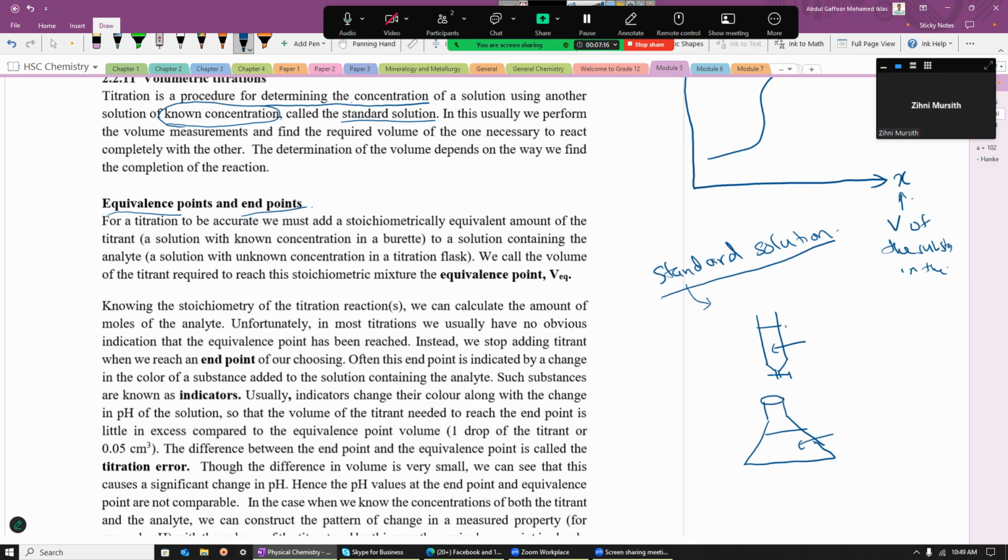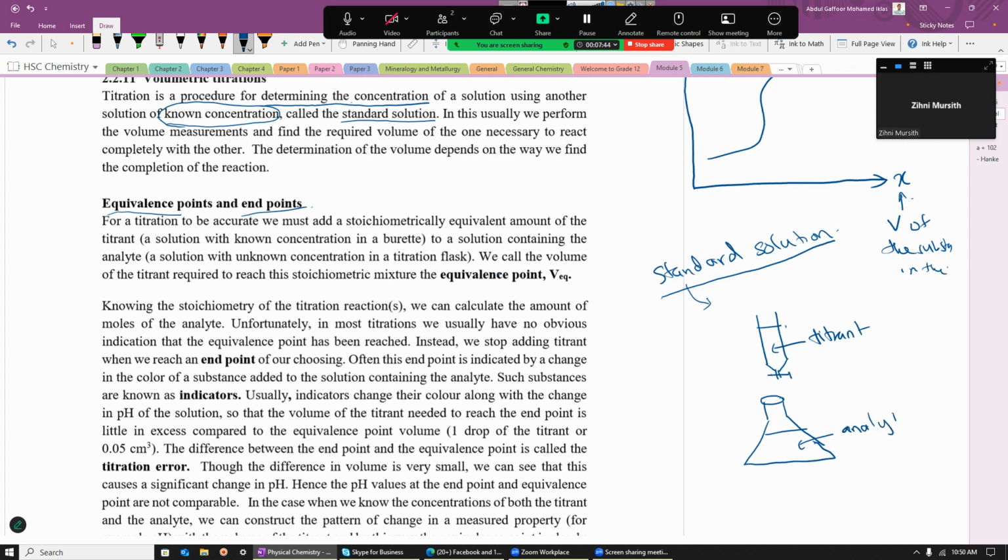Yes, but I don't remember which one's which. What is analyte and what is titrant? Oh, so the one in the burette is the titrant. Mm-hmm. So the one in the burette is the titrant. The one in the volumetric flask is the analyte, I think.